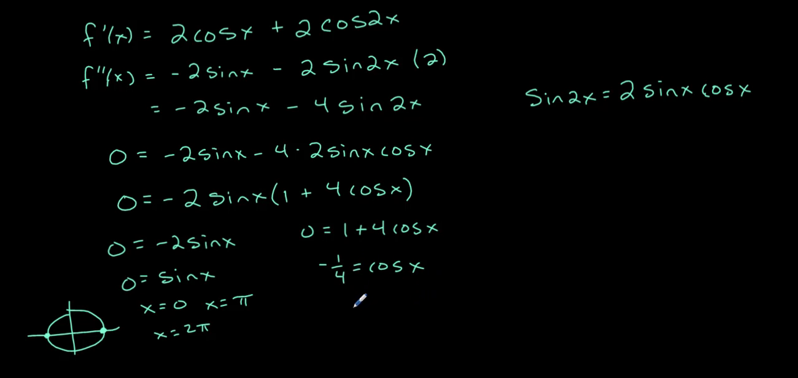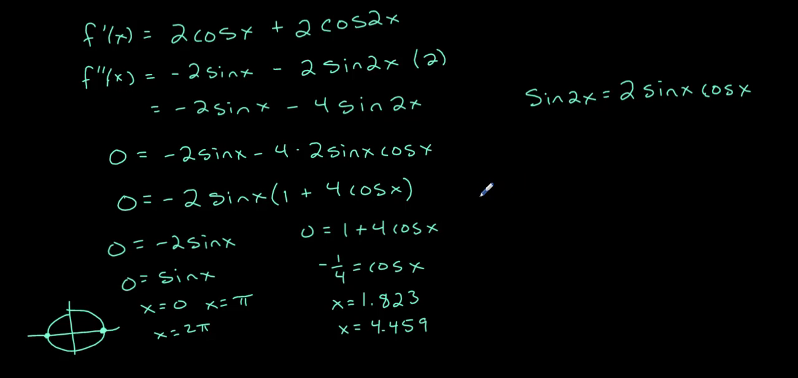You can graph this using another utility. It's up to you. But when we graph this, we get x equals 1.823, approximately, and then x equals 4.459. And when we're checking this, I have my window set to include x values from 0 to 2 pi.